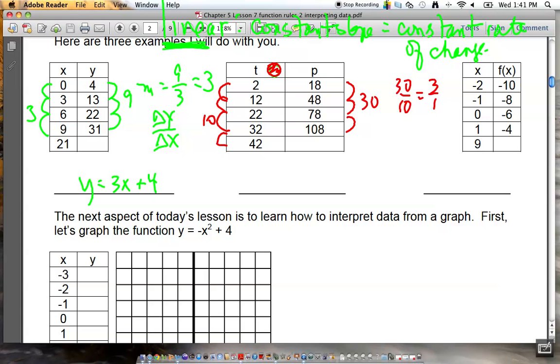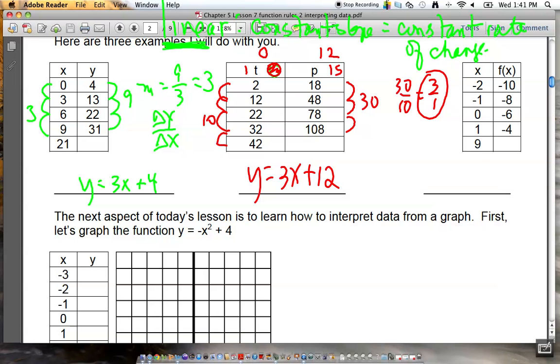So let's make this 1. I got to go down 3. That's 15. Then I go down another one, 0. That's 12. So I was able to figure out, after all, what it was. So this, we said this is 3, so it's y equals 3x plus 12.